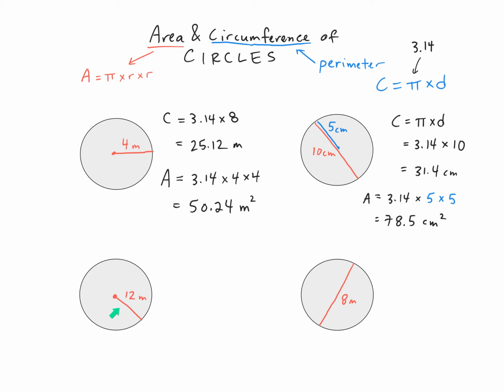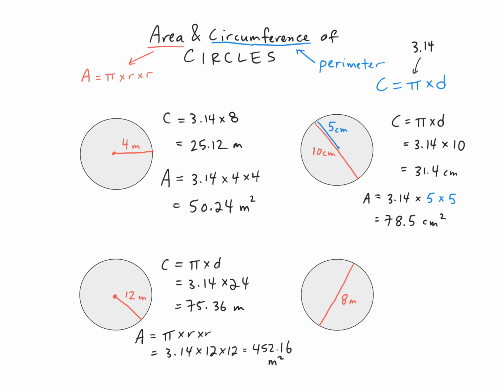Okay? Down here, the radius is 12. So I'm just going to pause this here and do those calculations and explain after. So I'll see you in a second. So the circumference is pi times the diameter. I gave you the radius, which is 12. The full way across would be twice that, so 24. 3.14 times 24 is 75.36 meters.